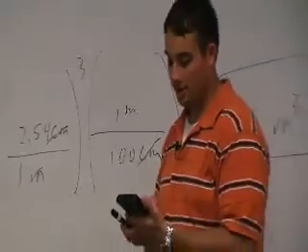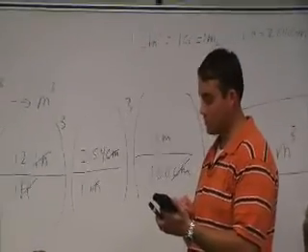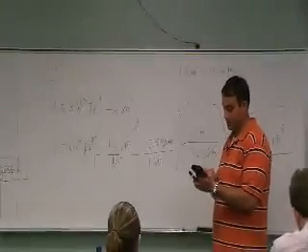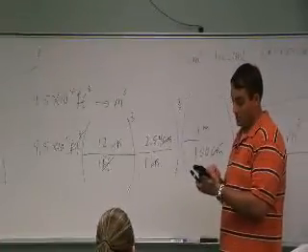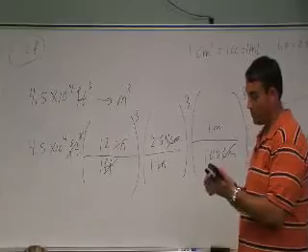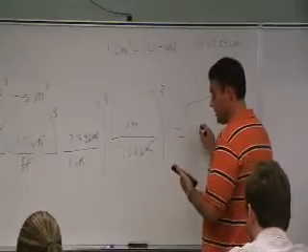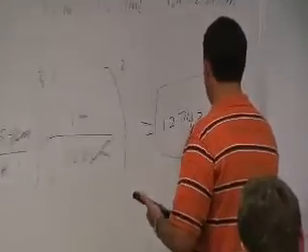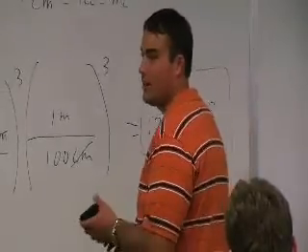So let's type it in. 4.5 times 10 to the 4th times 12 raised to the 3rd times 2.54 raised to the 3rd divided by 100 raised to the 3rd, and I'm getting, what's that now? 1274.3 meters cubed. So that's my final answer.